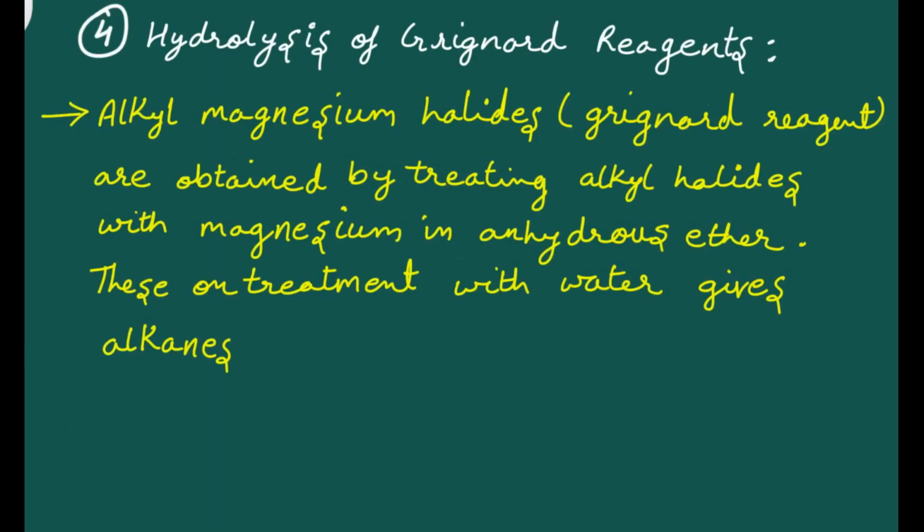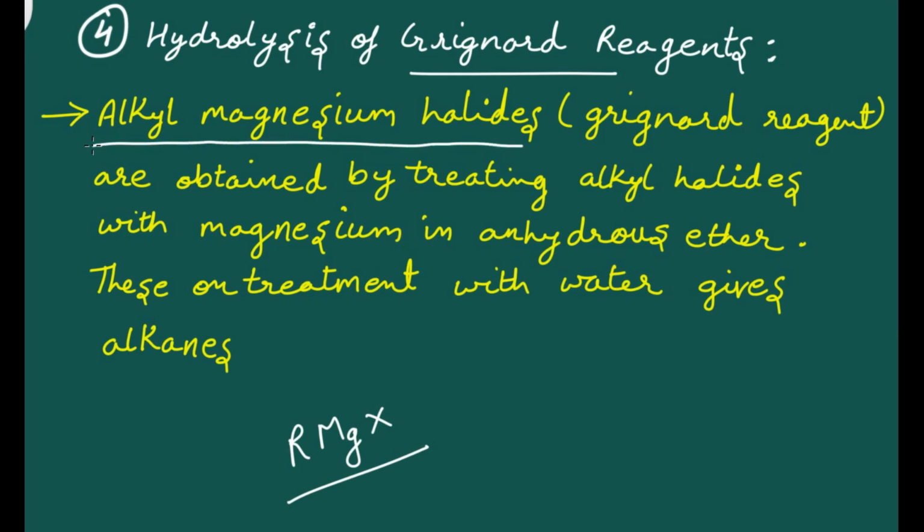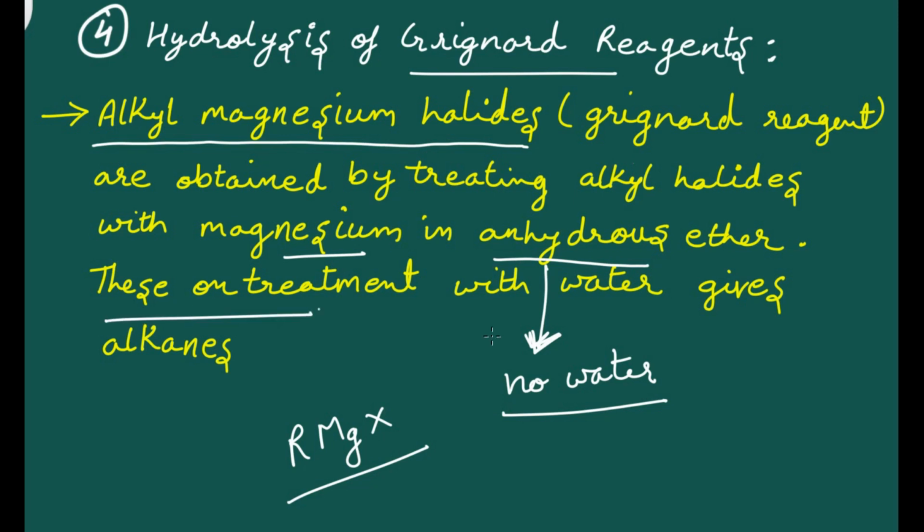Now the fourth method of preparation is hydrolysis of Grignard reagent. Now what is Grignard reagent? In general terms it is written as RMgX, alkyl magnesium halides. These are obtained by treating alkyl halide with magnesium in anhydrous ether. What is the meaning of anhydrous? Anhydrous means any compound that contains no water, or you can say any crystalline compound that does not contain any water molecule in it. So when alkyl halide is treated with magnesium in anhydrous ether, we get Grignard reagent, and when Grignard reagent is treated with water, H2O, it gives alkanes.